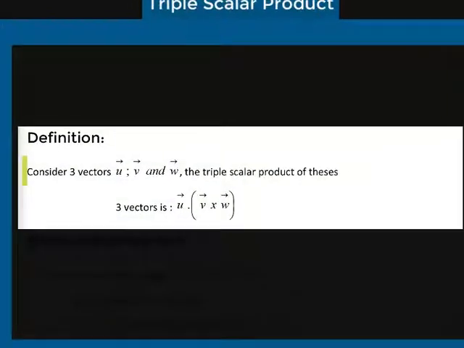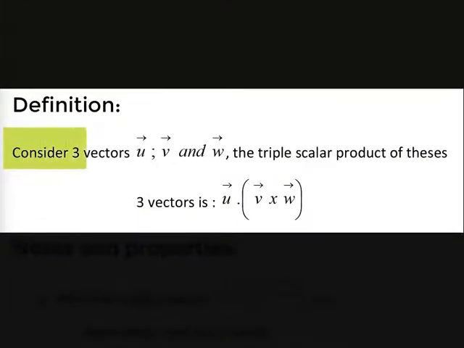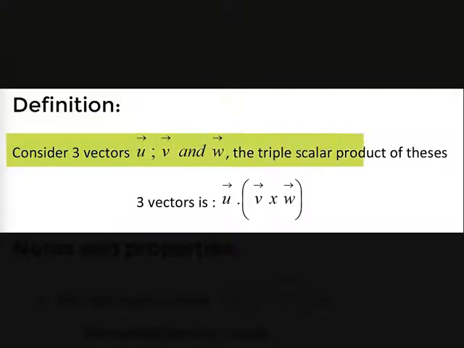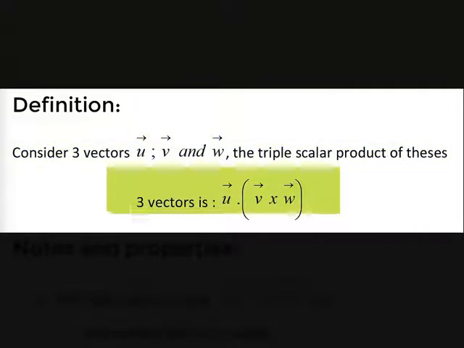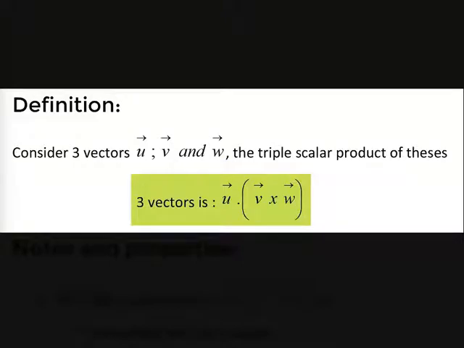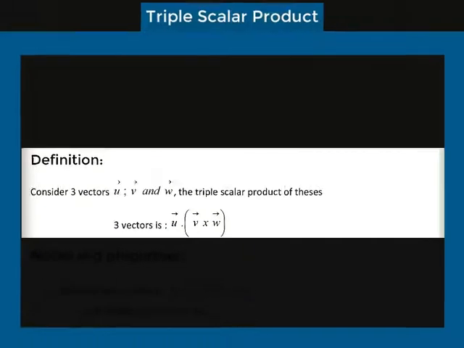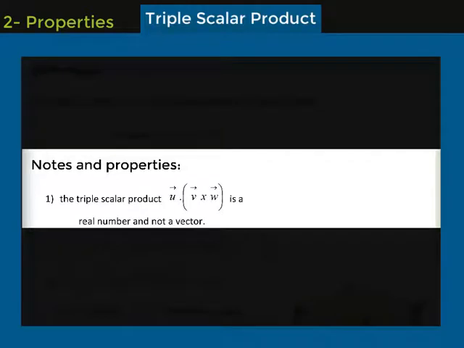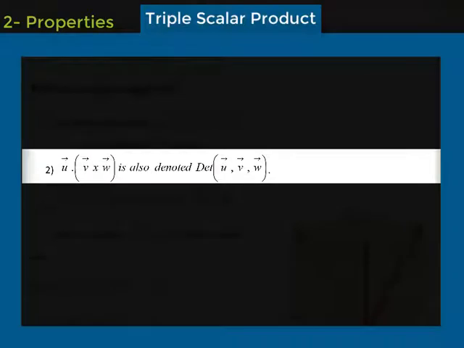Definition. Consider three vectors u, v, and w. The triple scalar product of these three vectors is u dot v cross w. Notes and properties. 1. The triple scalar product is a real number and not a vector. u dot v cross w is also denoted by the determinant of u, v, w.